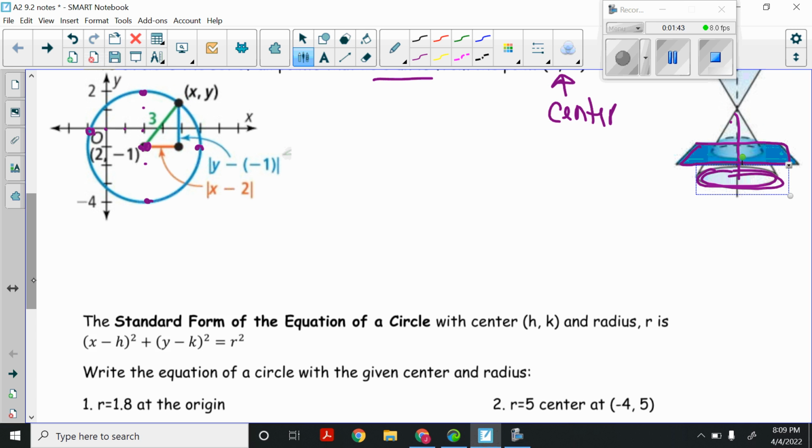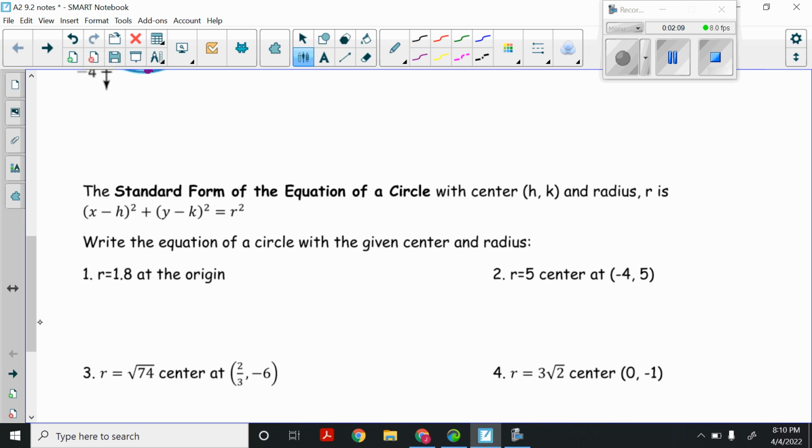So now the standard form of the equation of a circle. You see that we could make this right triangle in here, and this is the point (x, y). The distance is the absolute value of x minus 2. The distance here is the absolute value of y minus -1, because this is the point (2, -1). So the standard form of the equation of a circle with center (h, k) and radius r is (x minus h) squared plus (y minus k) squared equals r squared.